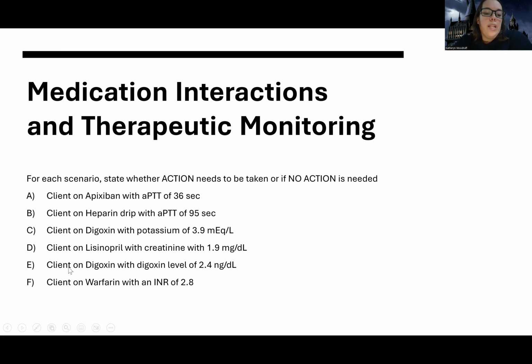All right, so a client on digoxin with a digoxin level of 2.4. So a therapeutic, again, kind of that happy range. I don't want it too low because then it's not effective. I don't want it too high because then it's toxic. It is 0.5 to 2.0. So if I'm at 2.4, I'm over that high end of therapeutic.